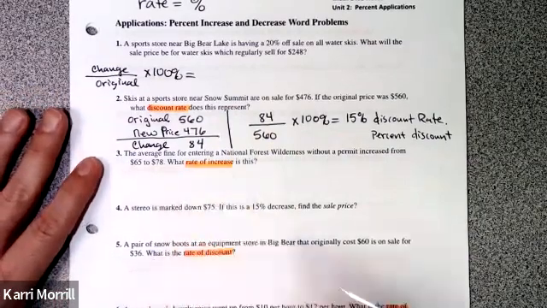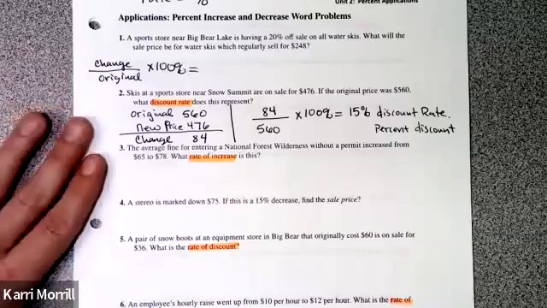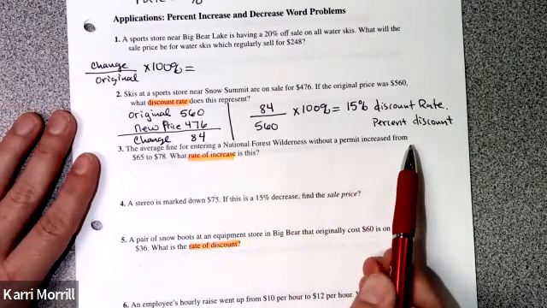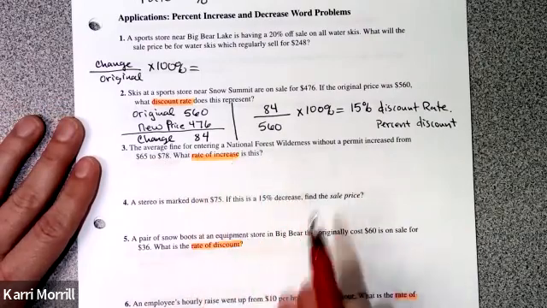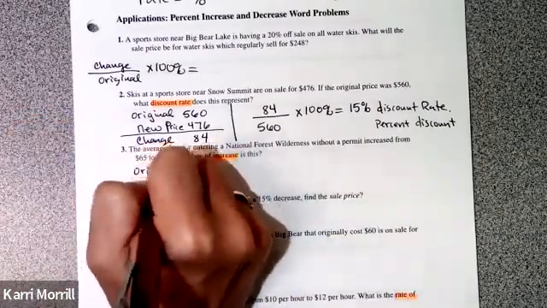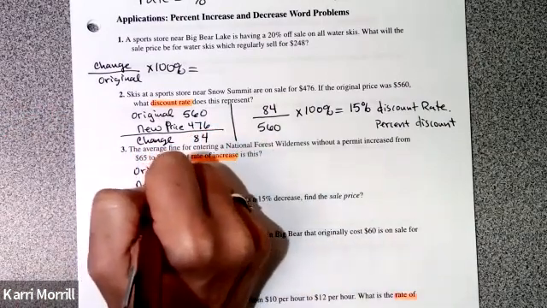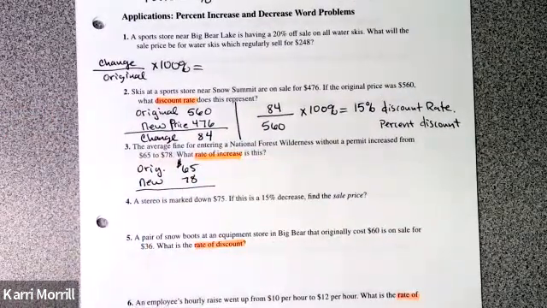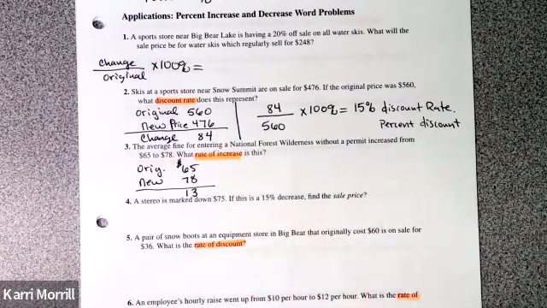Now let's do rate of increase. So this would be kind of like saying find the percent increase, okay? It says the average fine for entering a national forest wilderness without a permit increased from $65 to $78. What rate of increase is this? So it was originally $65. It increases, so that's the new amount, to $78. So it's now $13 more, right? If you find the difference between those two numbers, is that $13?